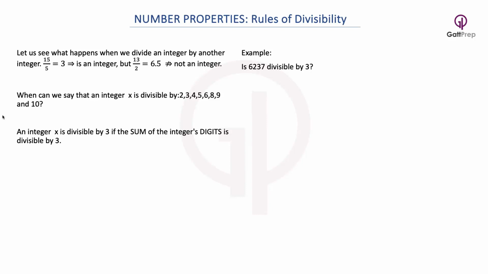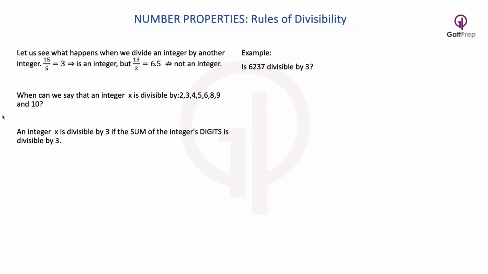Now we'll take a look at rules of divisibility under number properties. Divisibility rules are important and necessary shortcuts to help you quickly determine whether an integer is divisible by another integer. These shortcuts will save you time on the test. Now, before we dive in, what is divisibility?